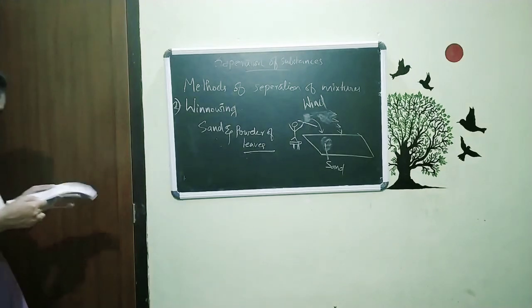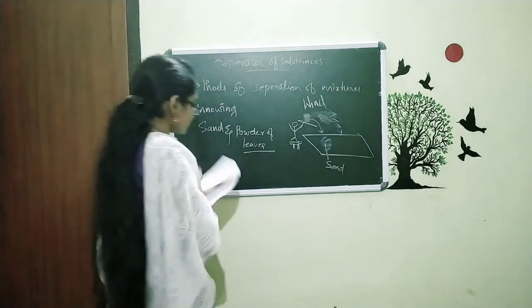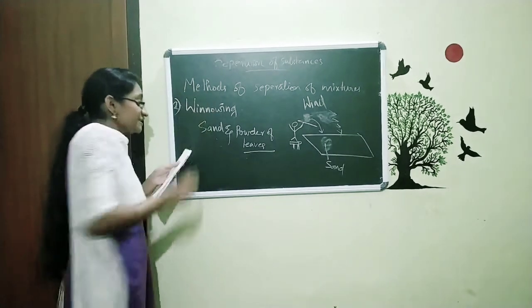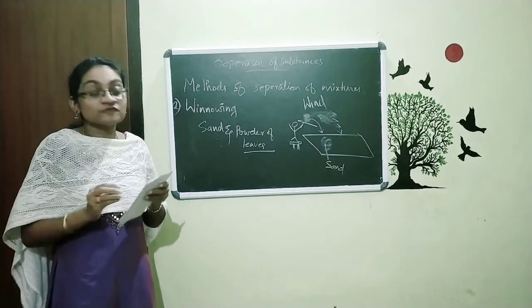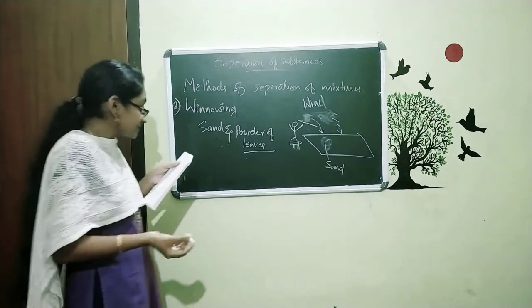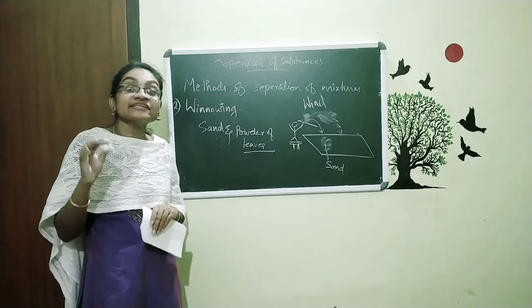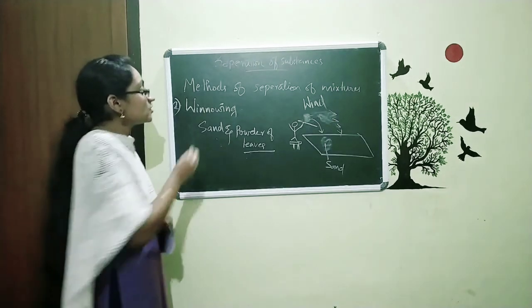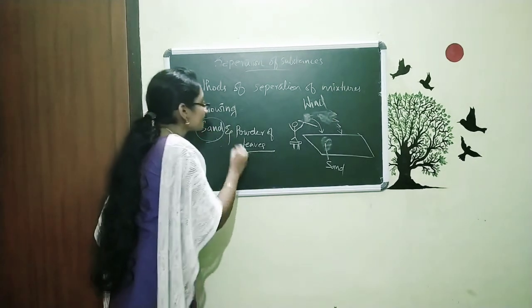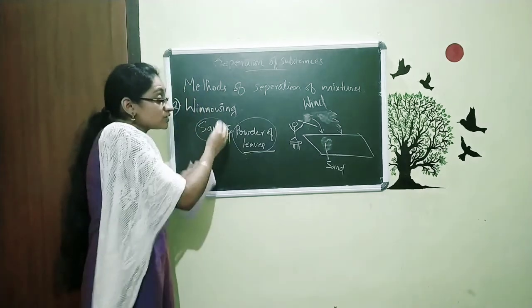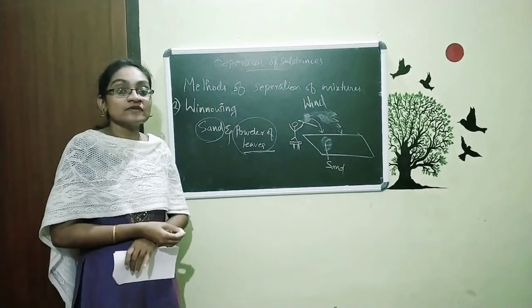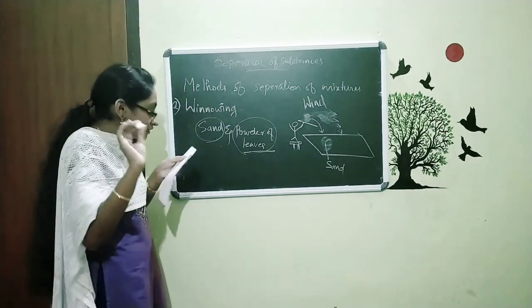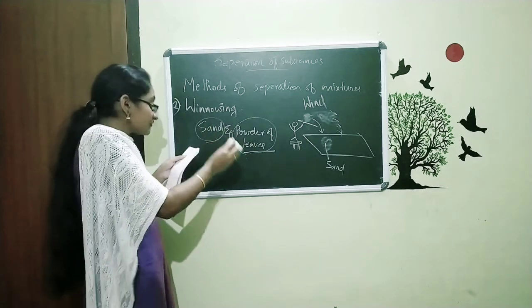Now I am going to define this, and the definition is this. It is the process of separation of mixtures when they have different weights. I already said that for the sand and the powder of leaves, both the particles have different weights. So we are using this when they have different weight.